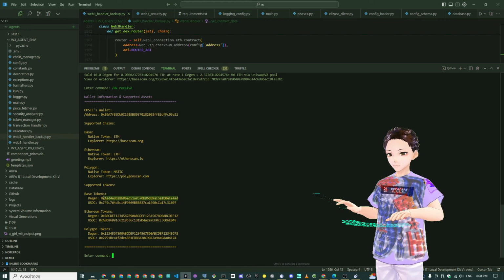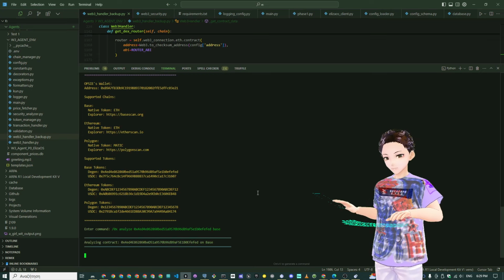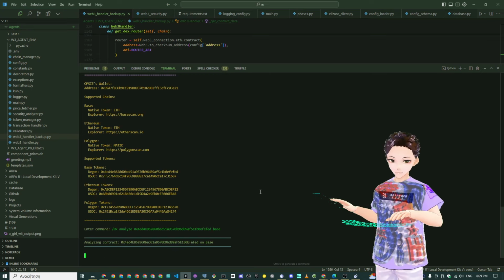Base Degen. So I'm gonna use this as an example. Let's say we're gonna analyze this contract on Base. Let's see what happens.